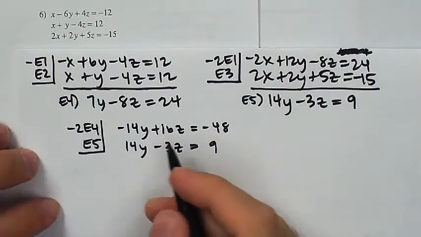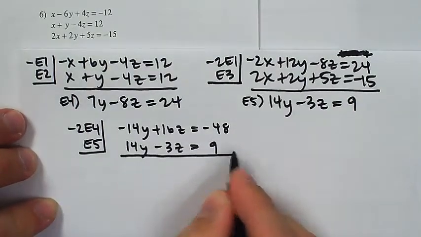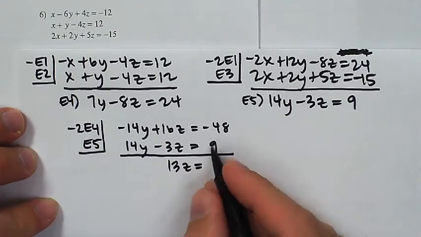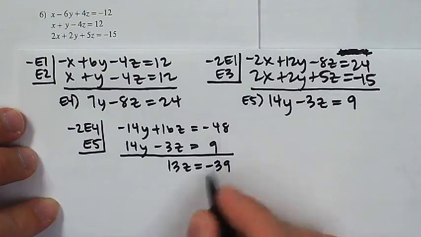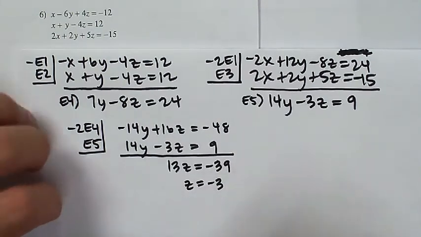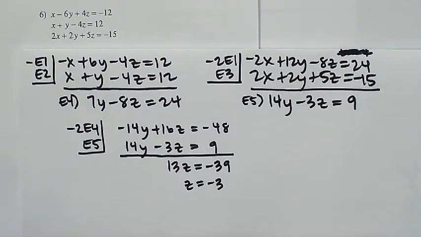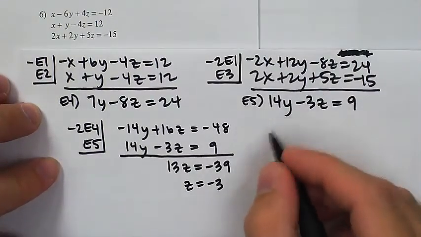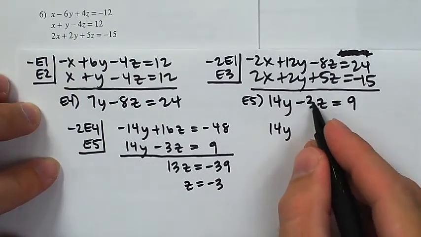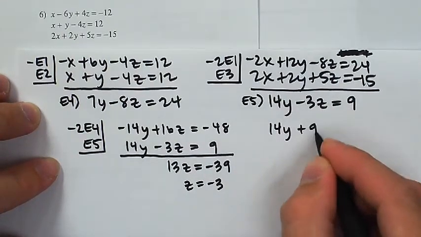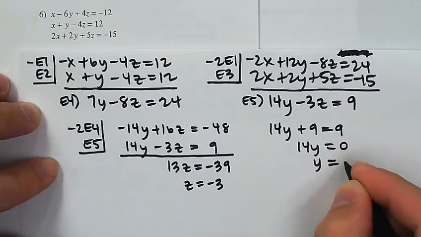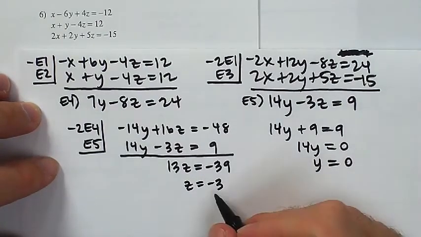Okay, it is going to work, and I'm going to add these together. 0y's, 13z's equaling -48 plus 9 is -39, and z is going to be -3 when I divide both sides by 13. And alright, then from here I'm going to go back to one of my original equations, maybe this one. This one looks good. 14y minus 3 times -3, okay, so that's plus 9, is equal to 9. I'll subtract 9 from both sides. Divide by 14. 0 divided by 14 is still 0. Okay, so I've got y equals 0 and z equals -3.